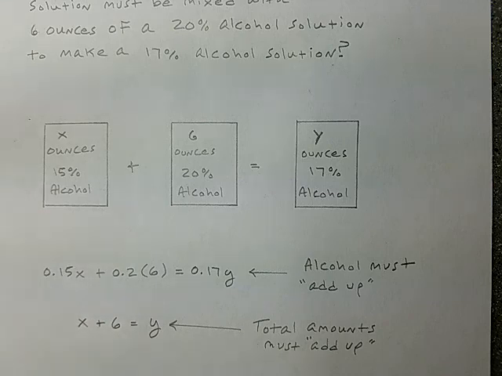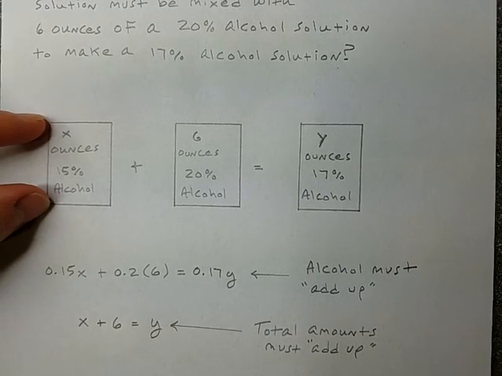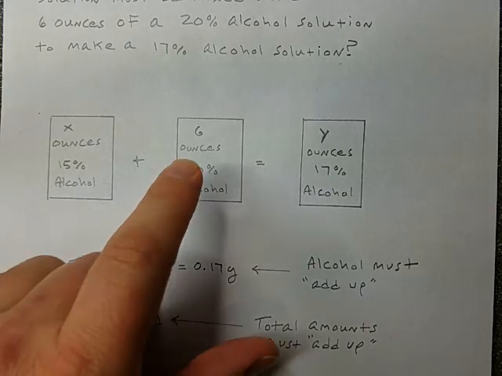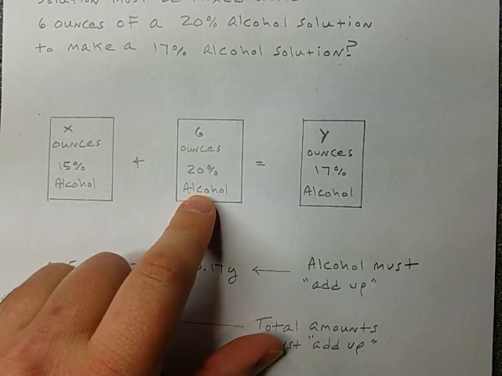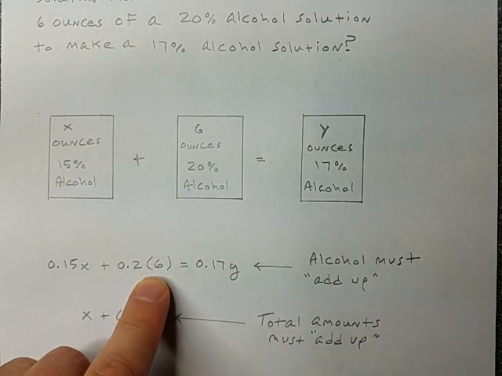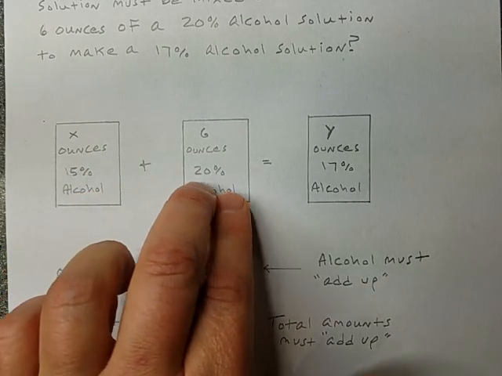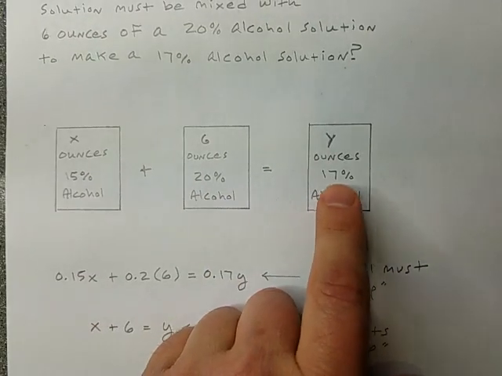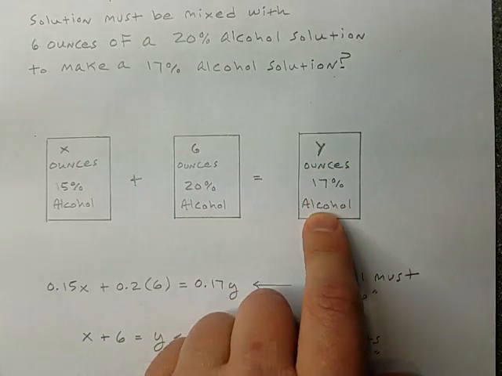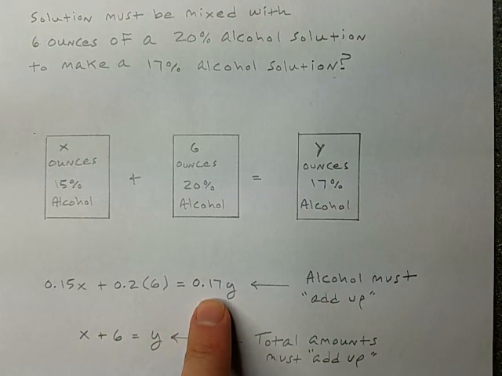Well, all right, if this is X ounces and it's 15% alcohol, how much alcohol is in this container? 0.15X. And if this is 6 ounces and it's a 20% mixture, how much alcohol is in this container? 0.2 times 6. And the amount of alcohol in this one mixed together with the amount of alcohol in this one would have to be the amount that's in that mixture, right? I mean, because you're combining these and you're getting this one. So how much alcohol is in that resulting mixture? Well, it's 17%, Y ounces, 0.17Y.